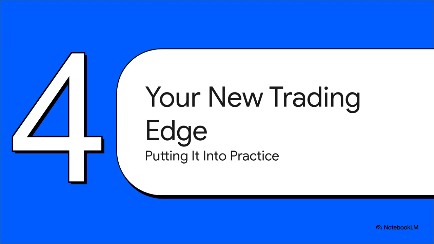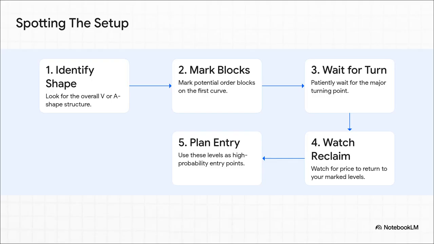Okay, so this is all really fascinating theory, but the real question is, how do we turn this into an actual, tangible edge in our trading? Let's break down the practical steps you can start looking for on your own charts. Here's a simple 5-step playbook. First, you identify the V or A shape as it's developing. Second, you mark out those potential order blocks on that first curve. The down candles for a V, the up candles for an A.